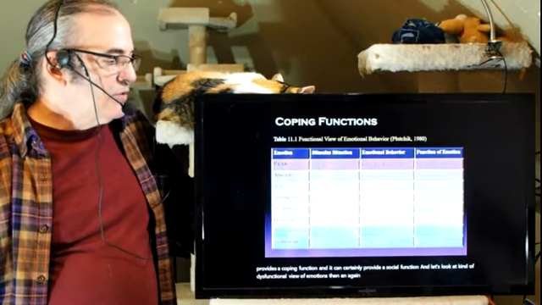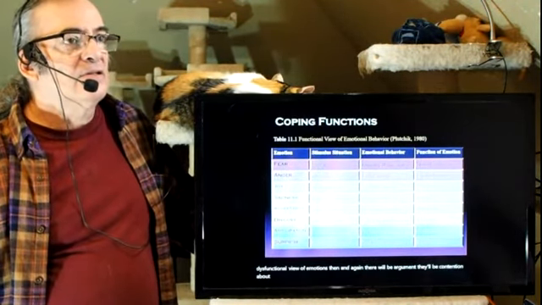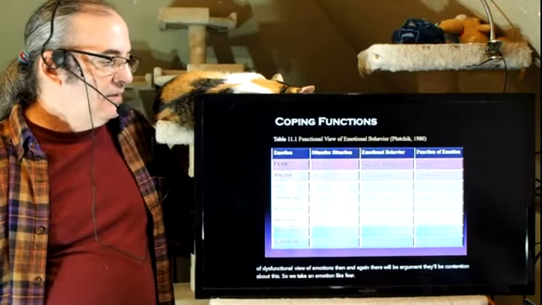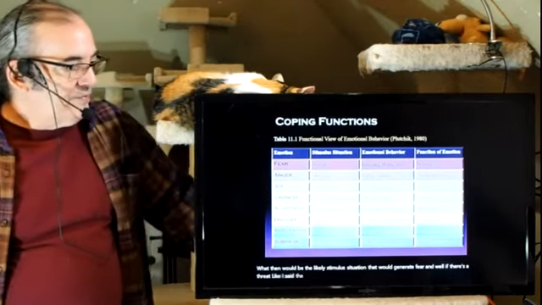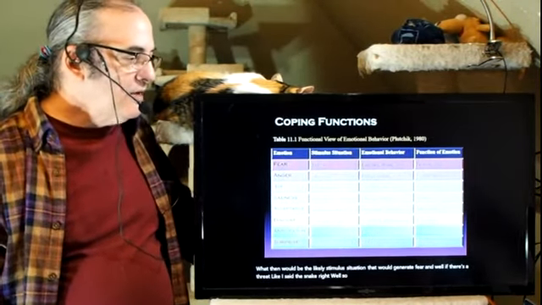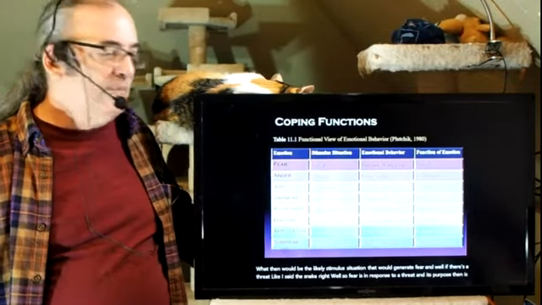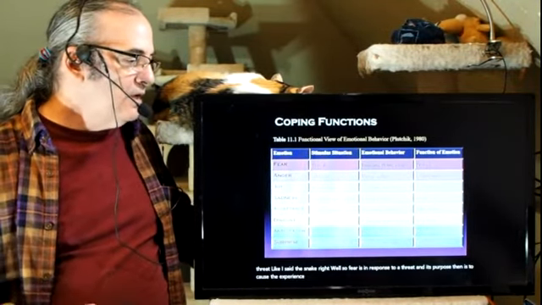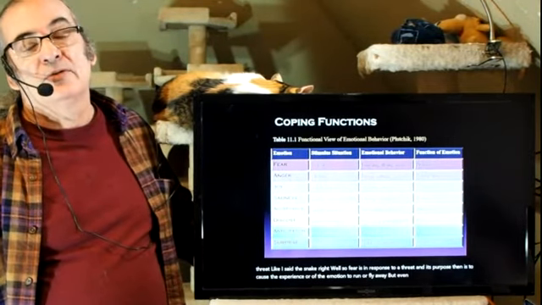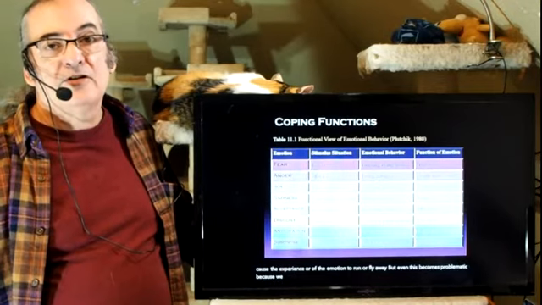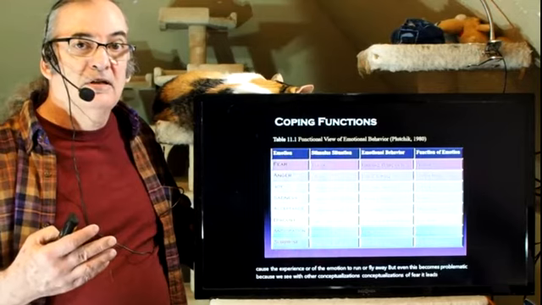So we take an emotion like fear. What then would be the likely stimulus situation that would generate fear? Well, if there's a threat, like I said, the snake, right? Well, so fear is in response to a threat, and its purpose then is to cause the experiencer of the emotion to run or fly away. But even this becomes problematic because we see with other conceptualizations of fear, it leads to the 3 F's.